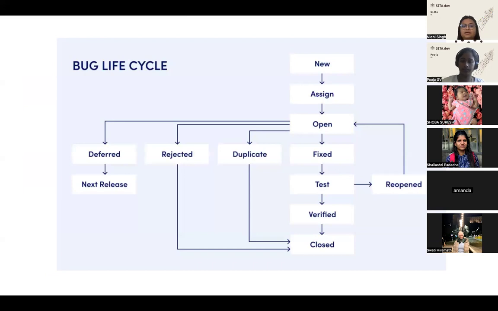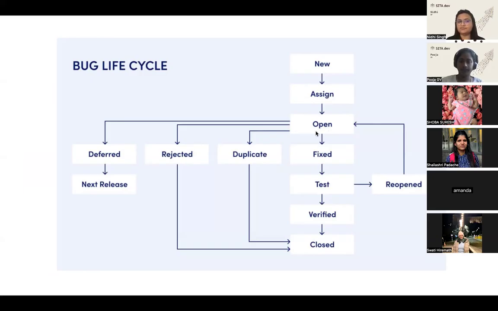So this is the bug life cycle. First, the status of the bug is new. The tester finds the bug and logs it into the bug tracking system. Then the bug is assigned to the developer. The developer opens the bug. Now the developer has four choices.